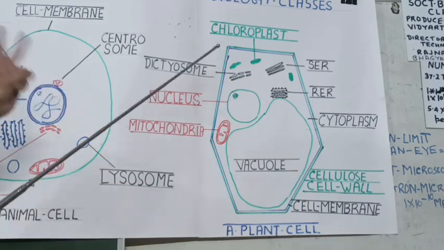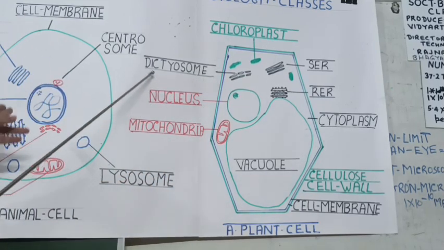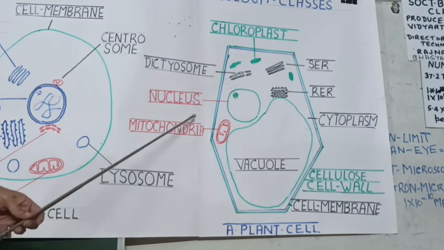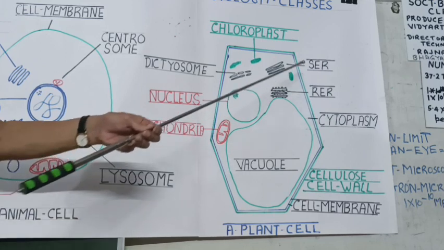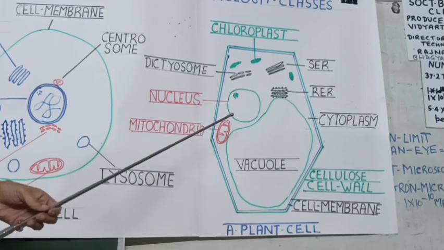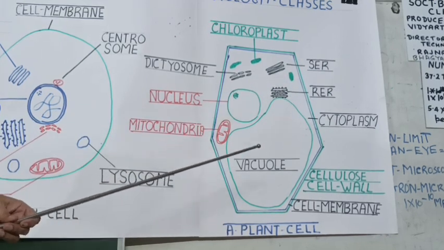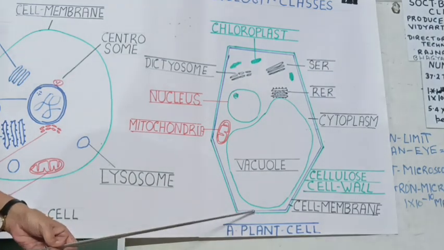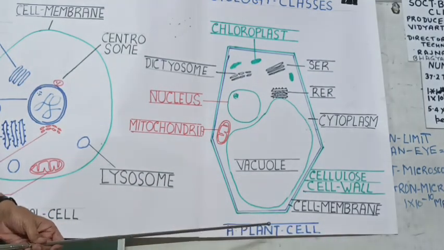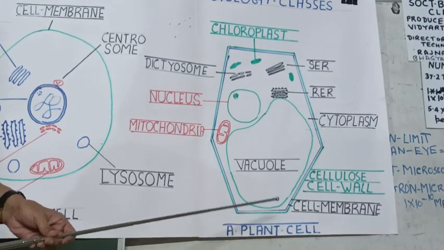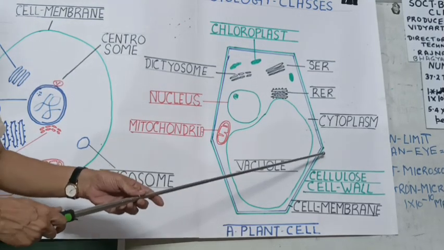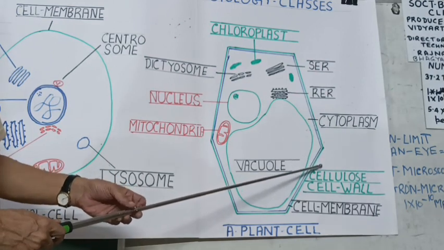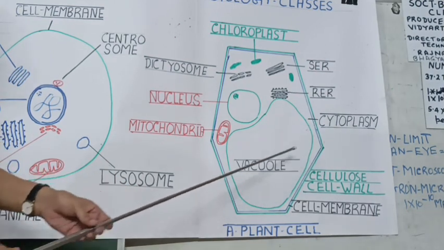Here the Golgi body is broken into many small groups called dictyosomes. Both SER and RER are there. There are two special features. Plant cells have, along with the cell membrane or plasma membrane, one more extra covering called the cell wall, which is made up of cellulose, a carbohydrate.